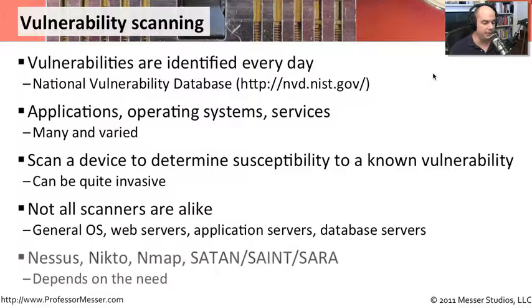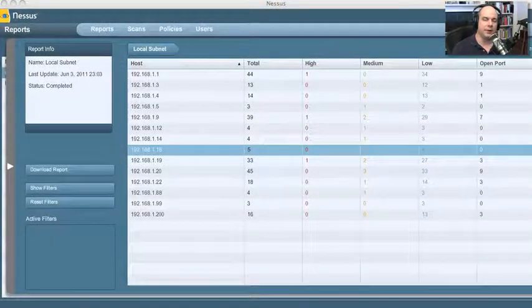A good example of some very common scanners are things like Nessus, Nikto, Nmap. You've got Satan and Saint and Sarah, which are very similar. They were built from similar systems there. And it really just depends on the need you have to be able to scan and identify these vulnerabilities in your environment. I'm running a vulnerability scanner on my network.